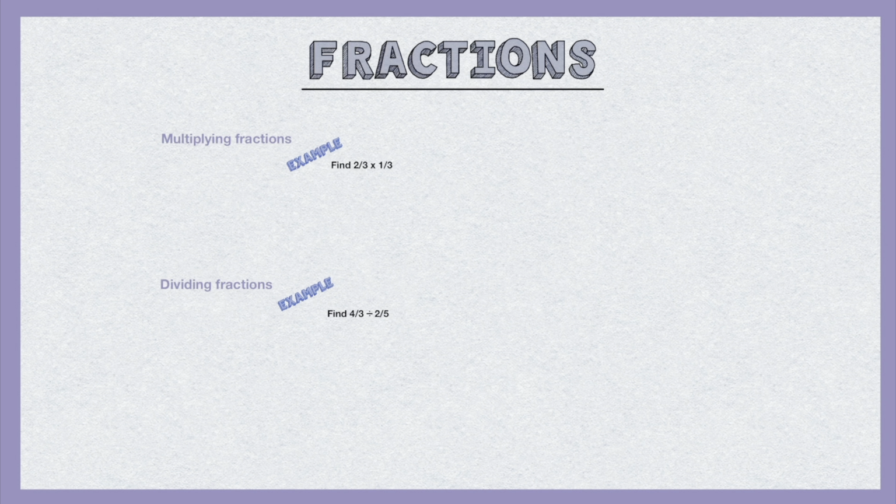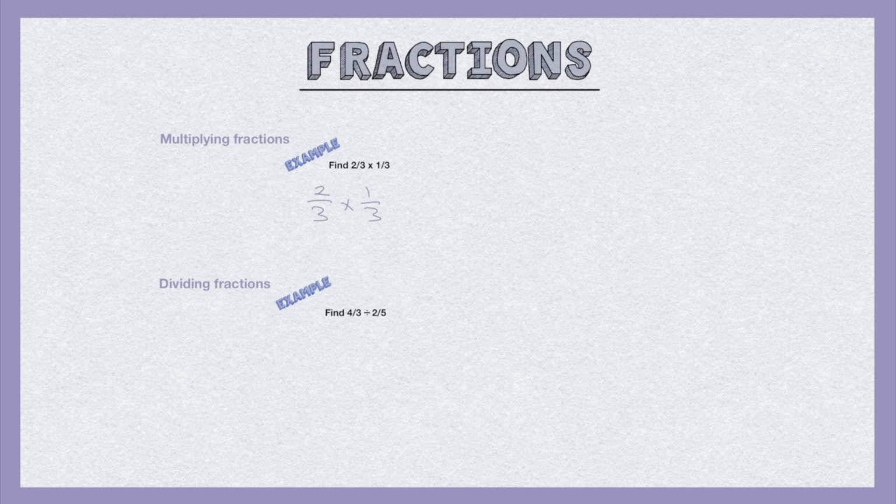So now let's look at multiplying and dividing fractions, starting off with multiplication. From this example, we can see that we have 2 over 3 times 1 over 3. For multiplying, it's really straightforward. You do the tops multiplied together over the bottoms multiplied together. So 2 times 1 is 2, over 3 times 3 is 9, so this equals 2 over 9.